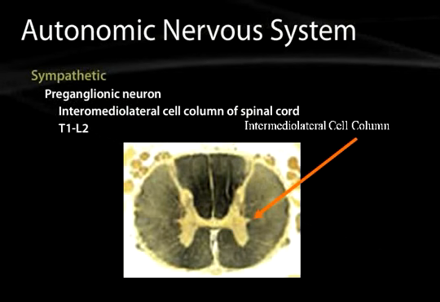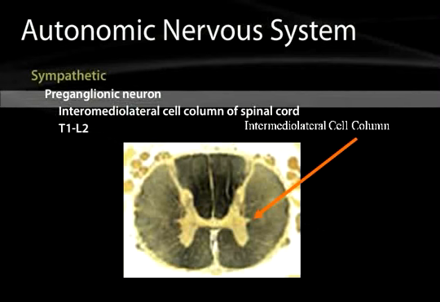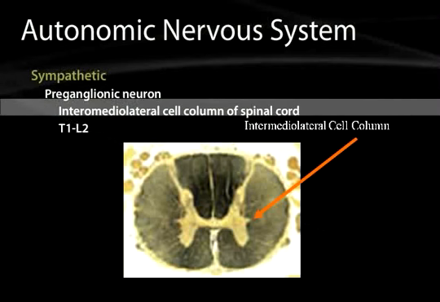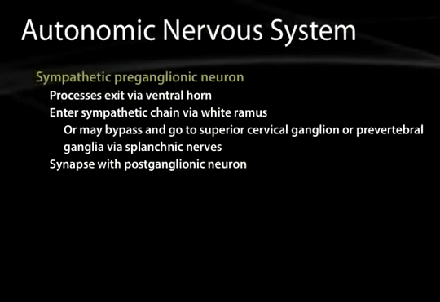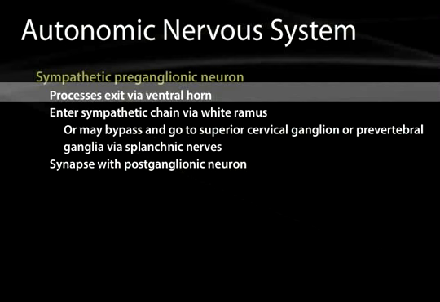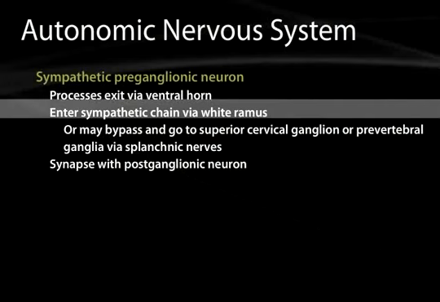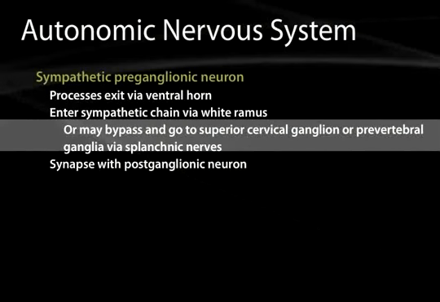Where are the cells located in the sympathetic nervous system? Well, the preganglionic neurons are located within the intermediolateral cell column of the spinal cord, and this is present in the spinal cord from T1 to L2. Here it is pointed out. What happens next? Well, the processes of the preganglionic sympathetic neuron will exit via the ventral horn, via the ventral root of the spinal cord, and it will enter the sympathetic chain via the white ramus.